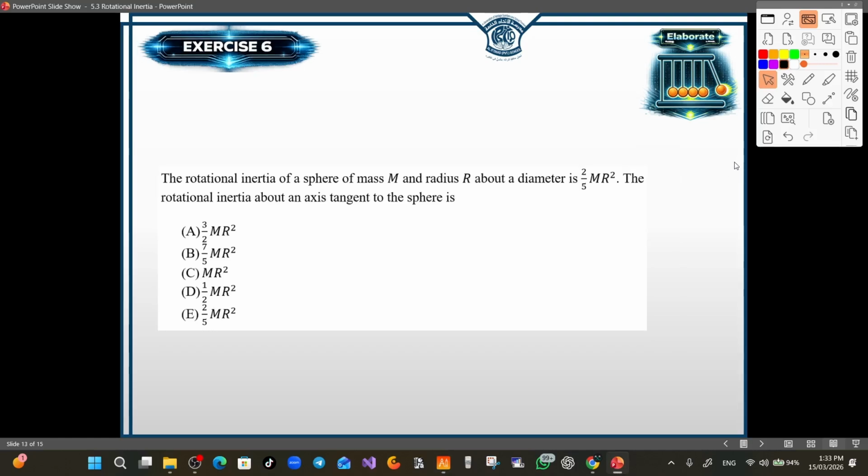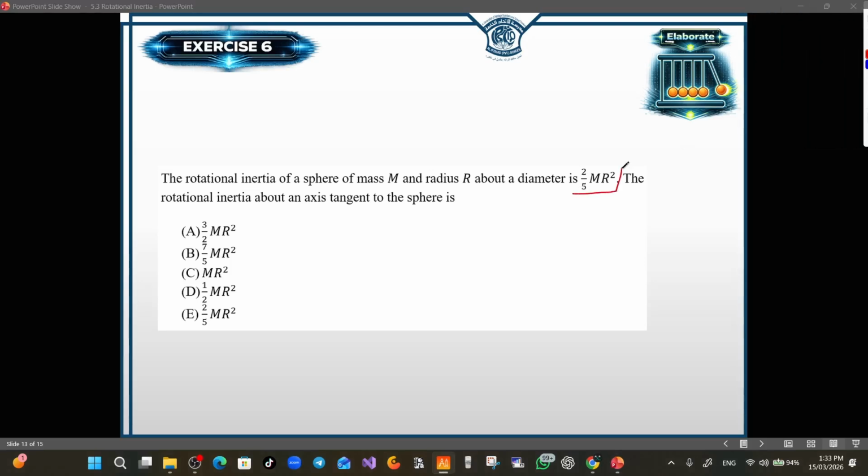The rotational inertia of a sphere of mass capital M and radius r about a diameter is 2 over 5 m r squared. So this is the moment of inertia when the axis of rotation is passing through the diameter, and when I say diameter, I mean the center of mass, because the diameter is passing through the center of mass. So since the axis is aligned with the diameter, the axis of rotation is passing through the center of mass. The rotational inertia about an axis tangent to the sphere.